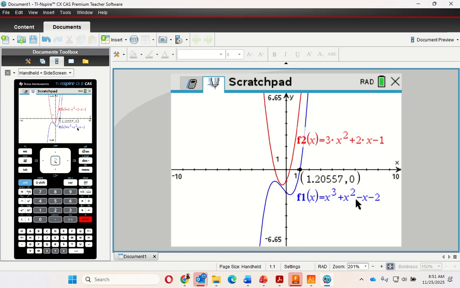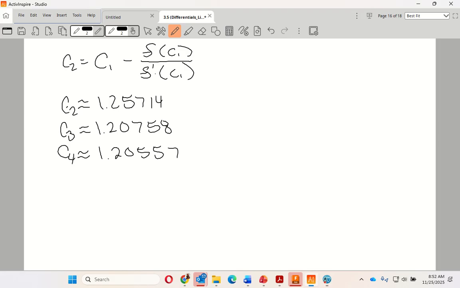So we found the exact answer. The exact answer comes out to 1.20557. And if I was to round that to the third decimal point, it would be 1.205. Wrong. Because you round to the third, right? So that 5 is going to make that one round up to a 6, right? So 1.206.